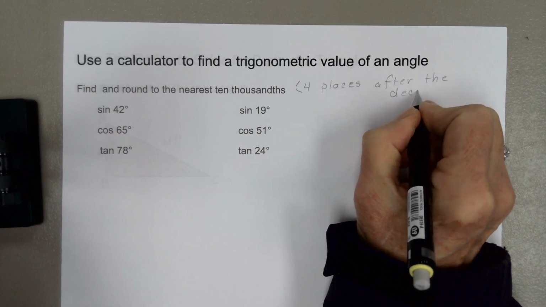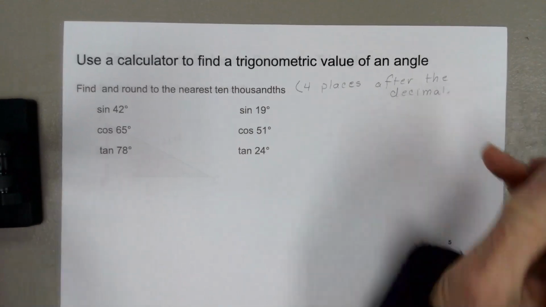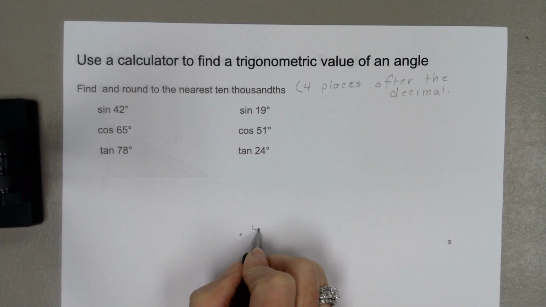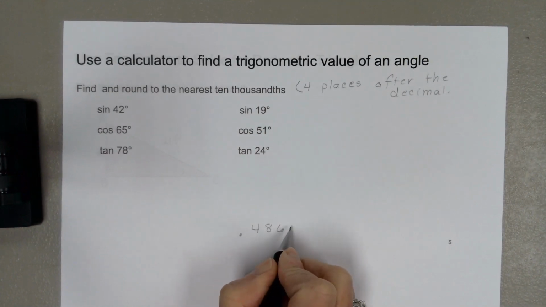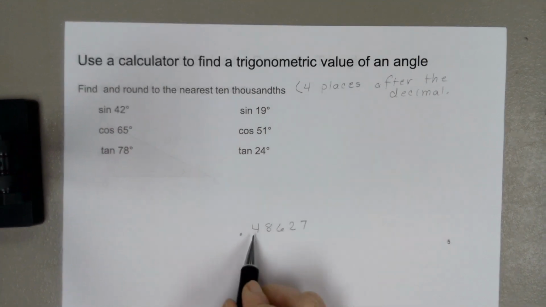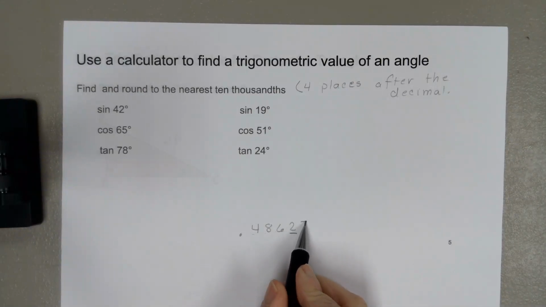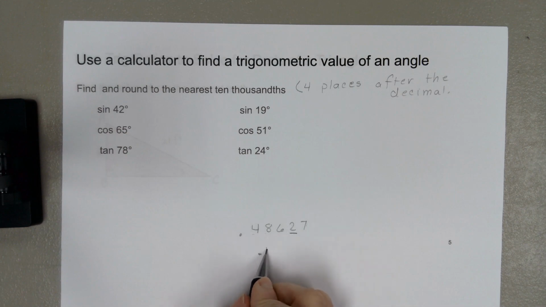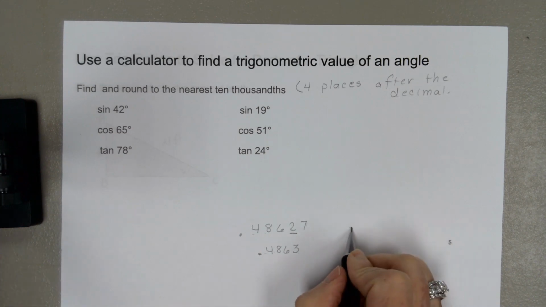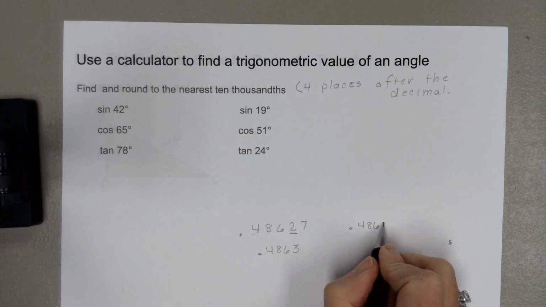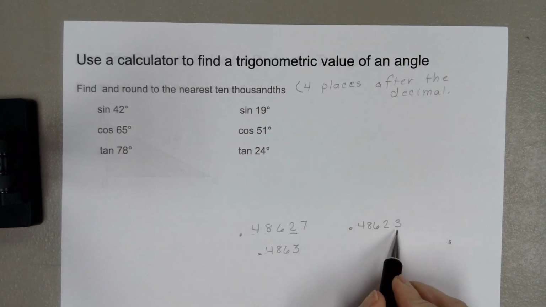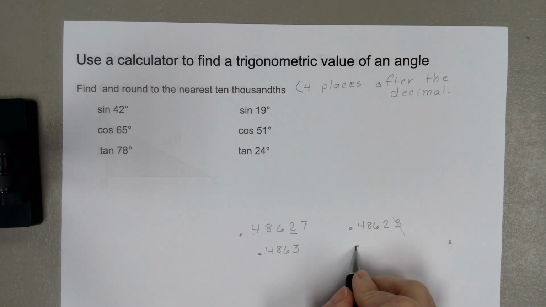Now, I'm reminding you on how to do that. So if I had a value like 0.48627, I go 4 places, and I look at the number to the right of it. If it's 5 or above, I add one to the number right in front of it. So that becomes 0.4863. If what you have is below 5, then you just mark it off and write the first 4 numbers.